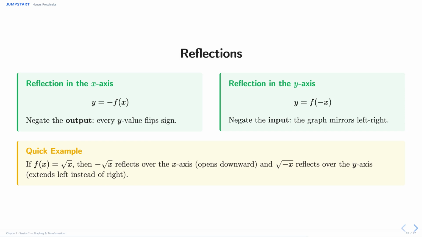Next, let's discuss reflections. To reflect a graph over the x-axis, we use the equation y equals -f of x, which negates the output values, flipping them. To reflect over the y-axis, we use y equals f of -x, which negates the input values, mirroring the graph left to right. For example, if f of x equals the square root of x, then negative square root of x reflects over the x-axis, while square root of -x reflects over the y-axis.